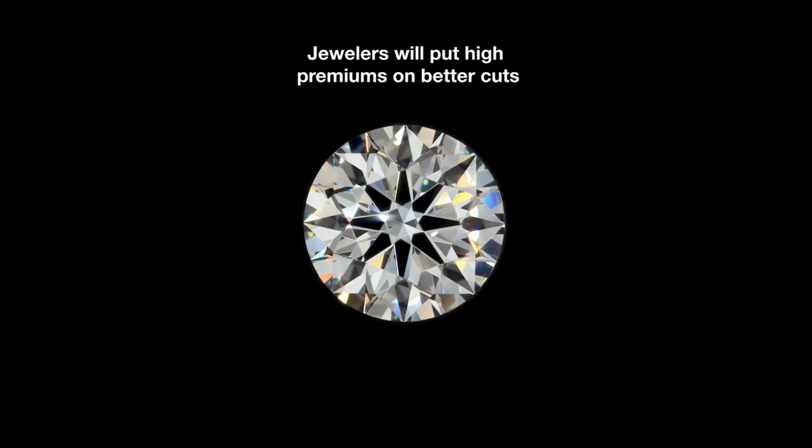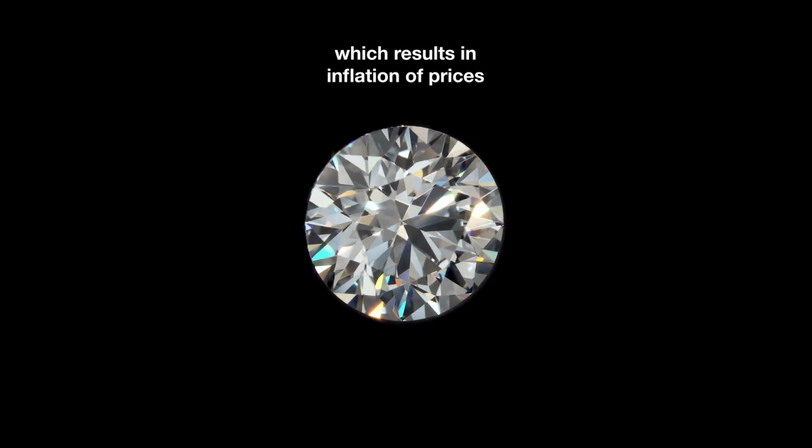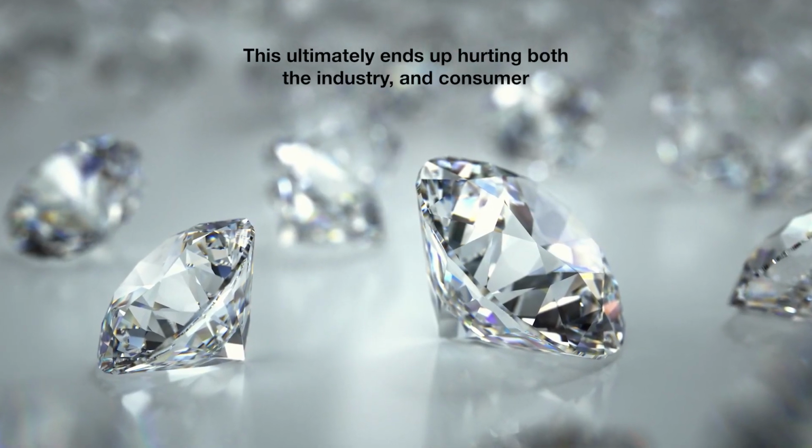There is also one other issue that is controversial. Many of my clients have asked me, why don't these grading labs be stricter in their gradings, knowing that poorly cut diamonds can still get an excellent cut grade? Well, if grading systems were too strict, the majority of the world's poor cut diamonds, such as shallow cuts and steep cuts, would not be able to sell. And this may hurt the industry overall as many of these diamonds cannot move or be easily sold. Jewelers will put high premiums on better cuts, which results in inflation of prices, or poorer cuts will not sell.